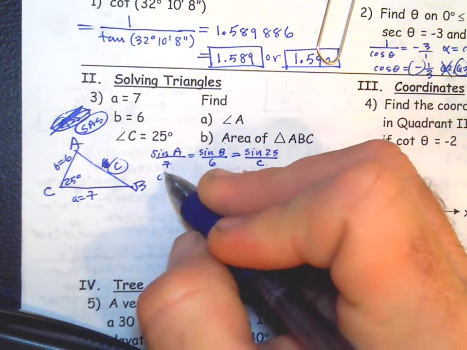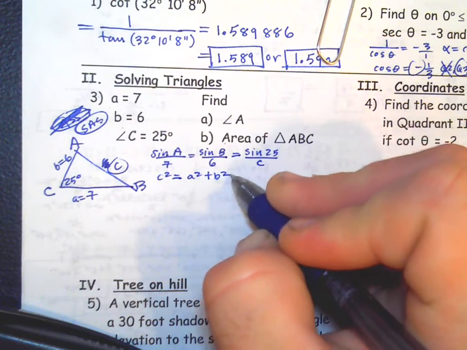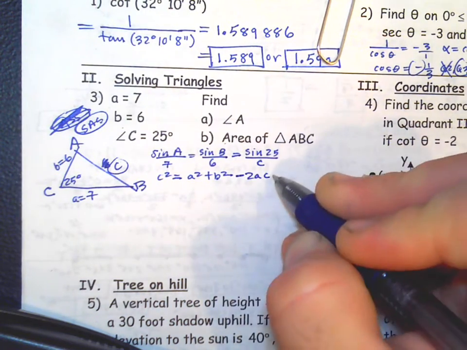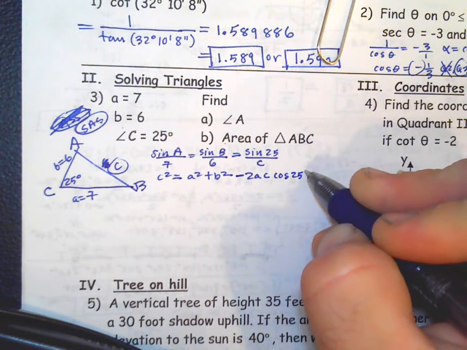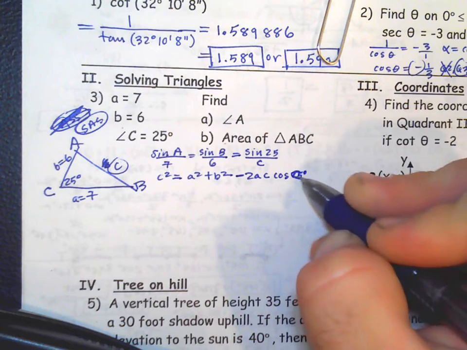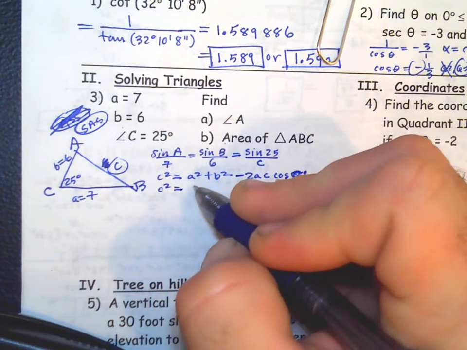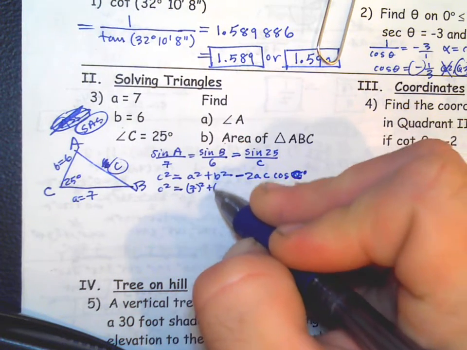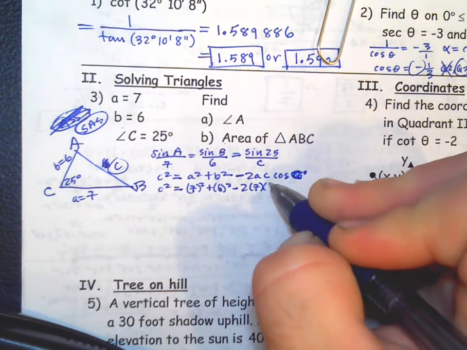So it's going to be c squared equals a squared plus b squared minus 2ac cosine of 25, or a big C. Some of you guys forget the minus, some of you forget the 2. So I'm going to fill these in. So c squared equals 7 squared plus 6 squared minus 2 times 7 times 6.